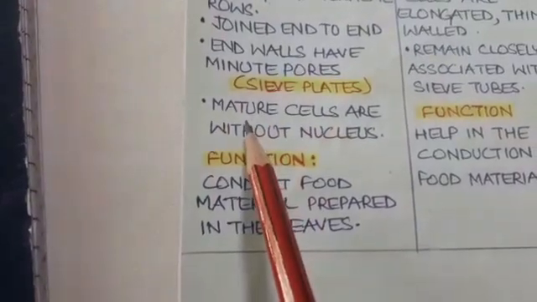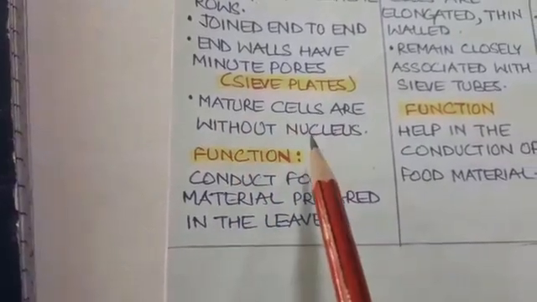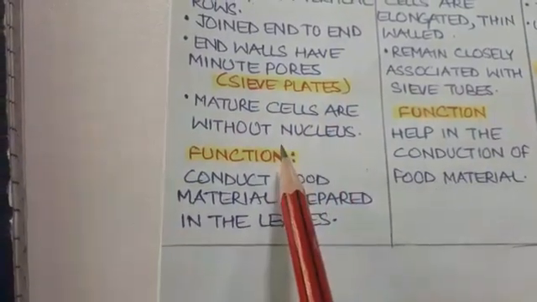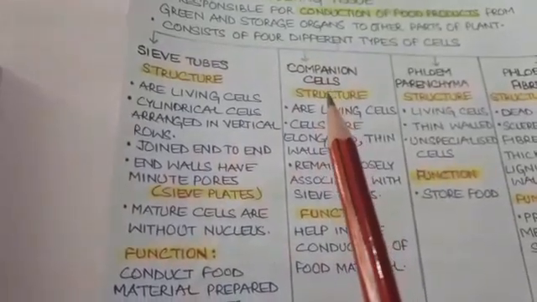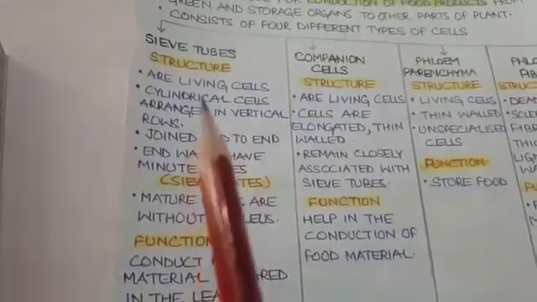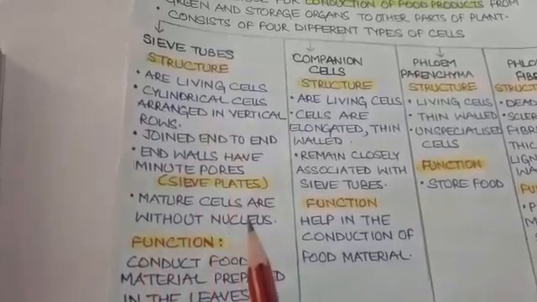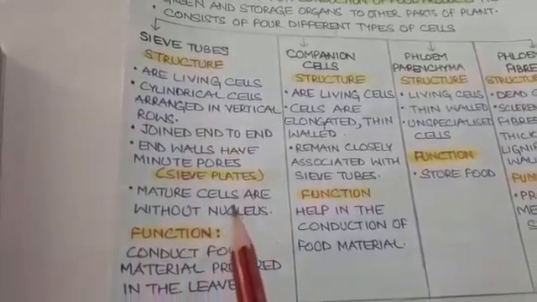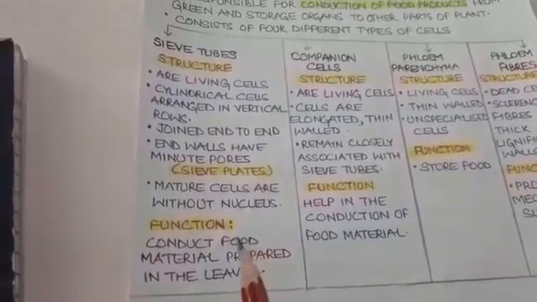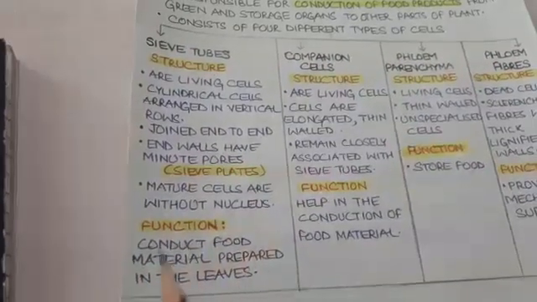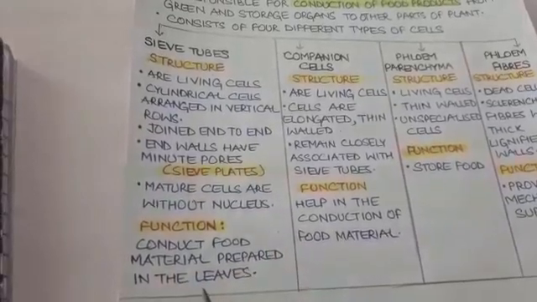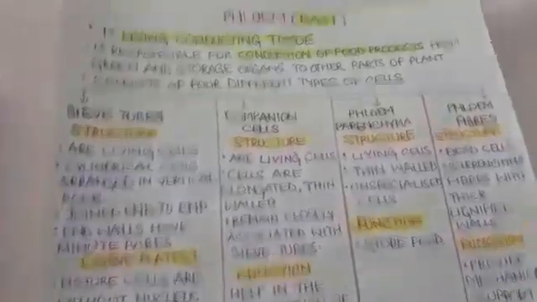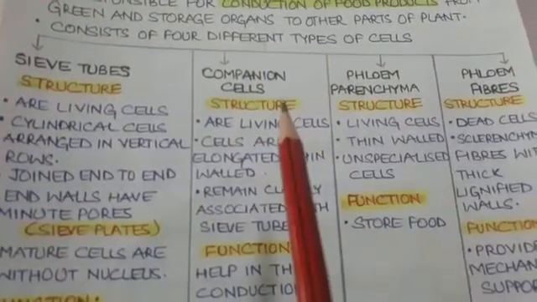These cells, when they become matured, are without nucleus, but still we call them living cells because whatever material is required by sieve tubes is provided by the cytoplasm of companion cells. So although sieve tubes are devoid of nucleus when they get matured, still they are living cells. And sieve tubes are the main cells in phloem that are responsible for the conduction of food materials that is prepared in the leaves.